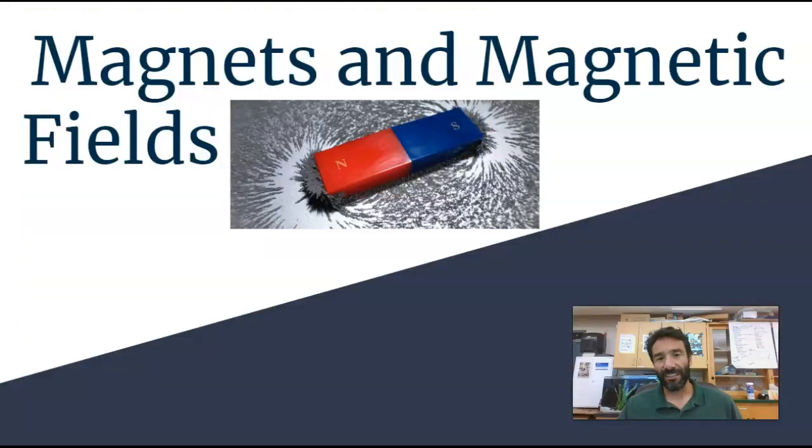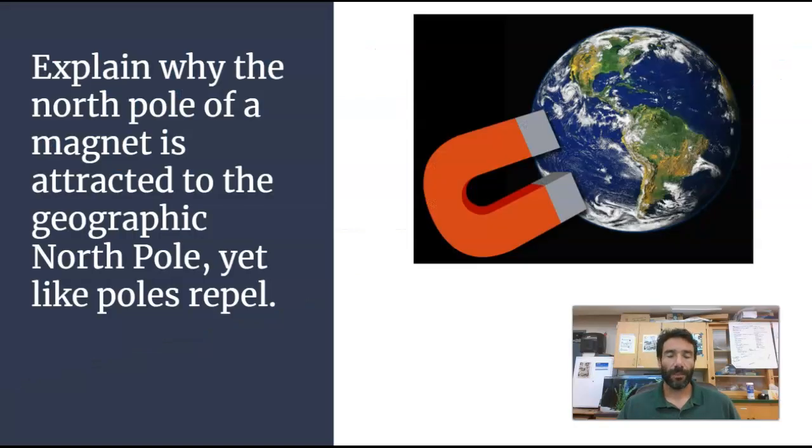Welcome back to Awkward Science. Today we're going to be discussing magnetism by looking at magnets and magnetic fields. So, in your section questions, you are asked to explain why the North Pole of a magnet is attracted to the geographic North Pole, yet like poles repel. Well, let's break that question down.